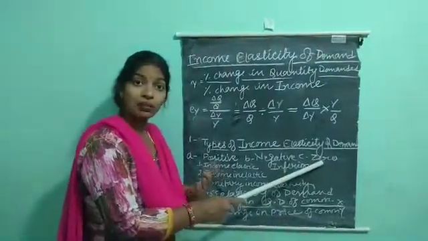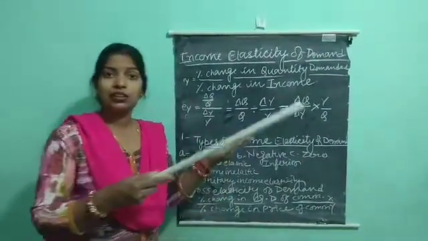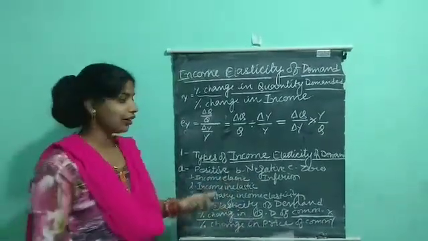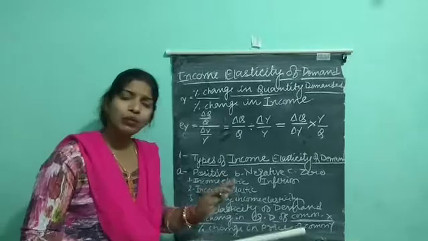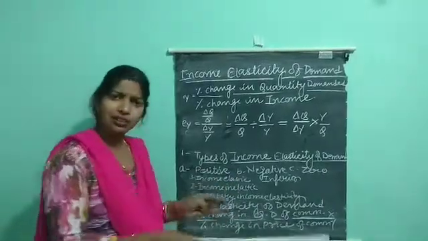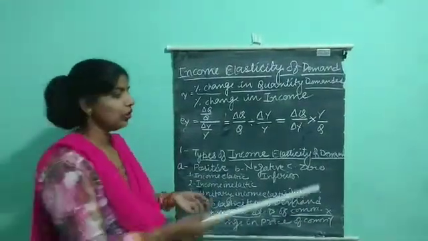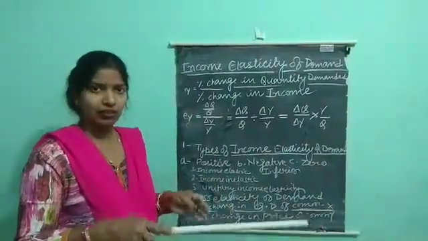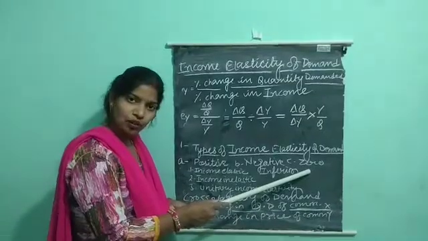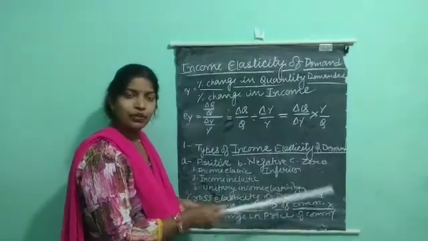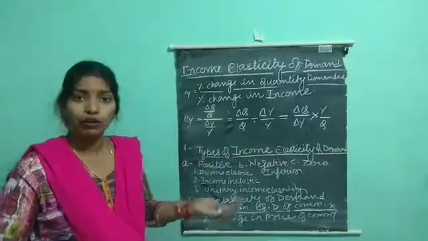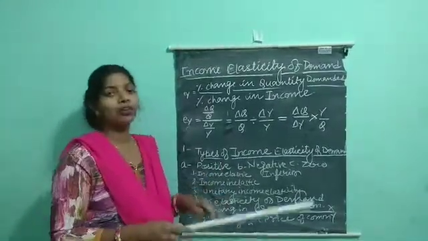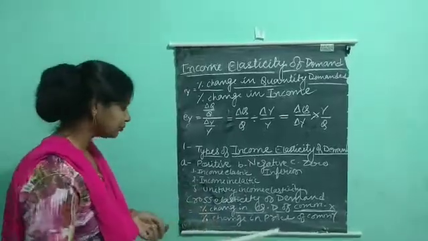Example, he is demanding salt. If income is increasing, he will not take double the quantity of salt. He will not say that my income has increased, so I will take double. No. For salt, there will be no effect. Whether income is increasing or decreasing, he will take the same quantity of salt. Zero means zero effect on the demand. Right? Salt is the best example.